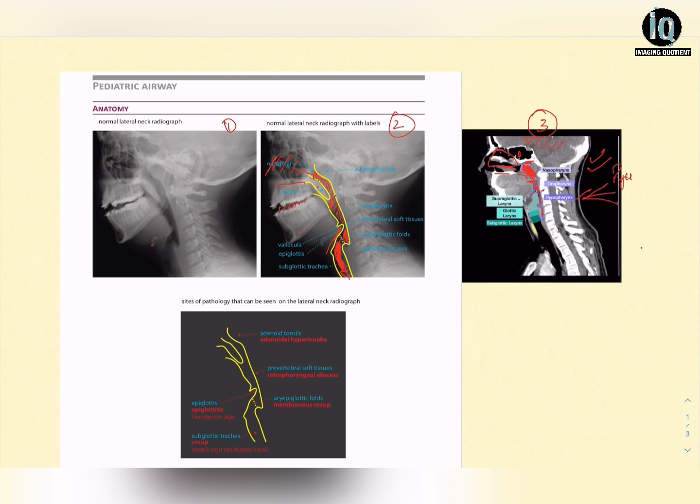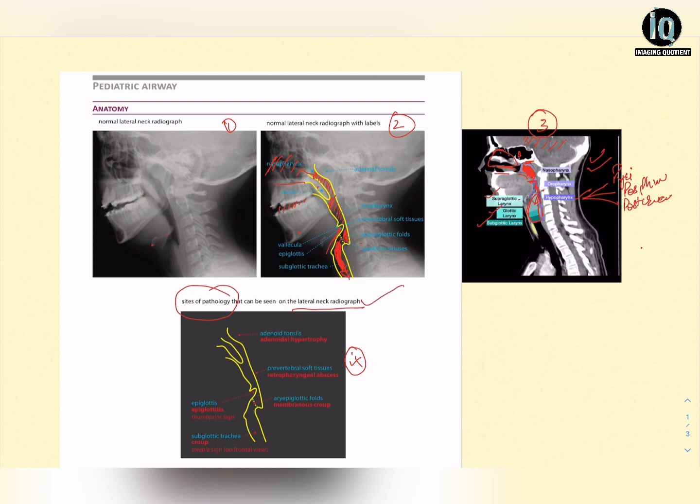piriform sinus, posterior pharyngeal wall, and postcricoid region. And this is the laryngeal inlet, and here with the various shades of green we can see supraglottic larynx, glottic larynx, and subglottic larynx. In figure 4, we can see the various sites of pathology in the lateral neck radiograph.